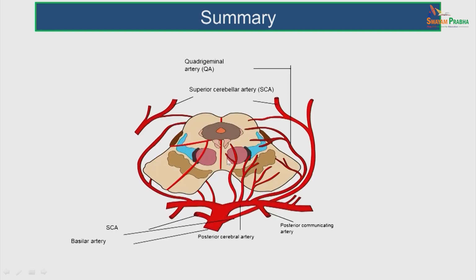The main blood supply to the midbrain is by the branches of the basilar artery, that is the posterior cerebral artery, posterior communicating artery, and the superior cerebellar artery. So, these are the three main arteries which supply it, along with the anterior choroidal artery.